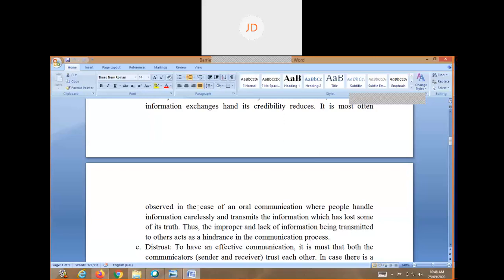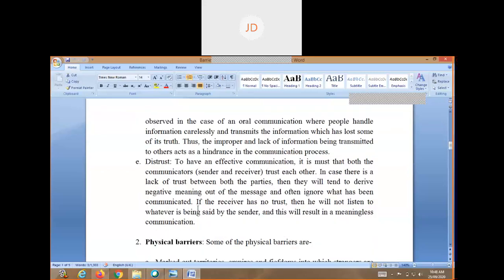Okay. Next is distrust. So when you don't trust the other person, you cannot communicate with the other person effectively. All right, when you do not at all trust the other person, you won't be able to communicate with the other person properly. So there must be some sort of trust between both the parties, that is the sender and the receiver. Then there can be a good communication.